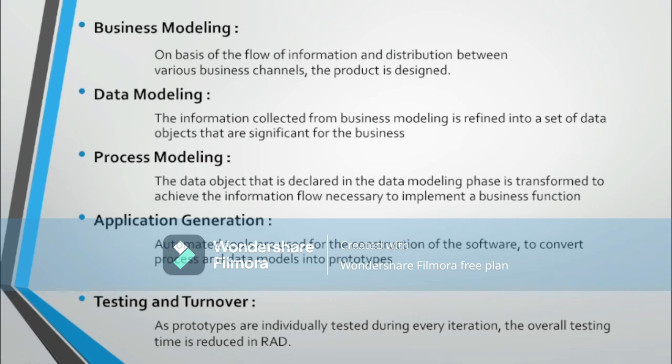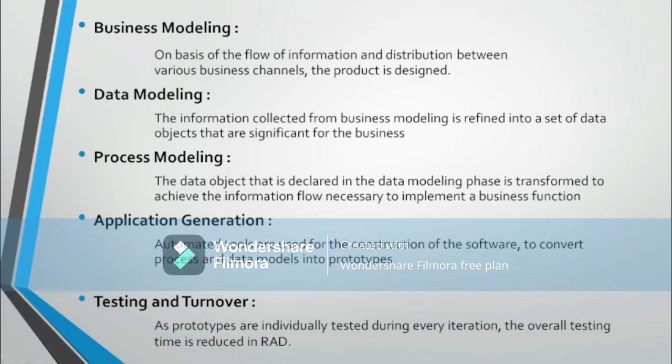Business modeling. What does business modeling mean? On the basis of the flow of information and distribution between various business channels, the project is designed. Data modeling. The information collected from business modeling is refined into the set of data objects that are significant for the business. Process modeling. The data objects declared in the data modeling phase are transformed to achieve the information flow necessary to implement a business function.